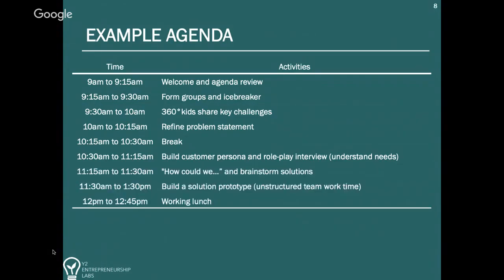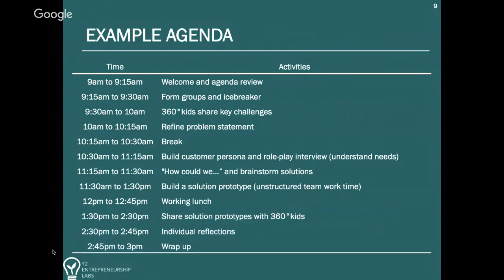Then we get into brainstorming. We then encourage students to build a prototype, which is unstructured time, and that's where they will use the construction paper and the materials that we brought for them. And oftentimes, because we're going through lunch, I let them do a working lunch. So if they want to leave, or if they want to take a break, that's fine. But if there are some groups who want to continue, we let them do that.